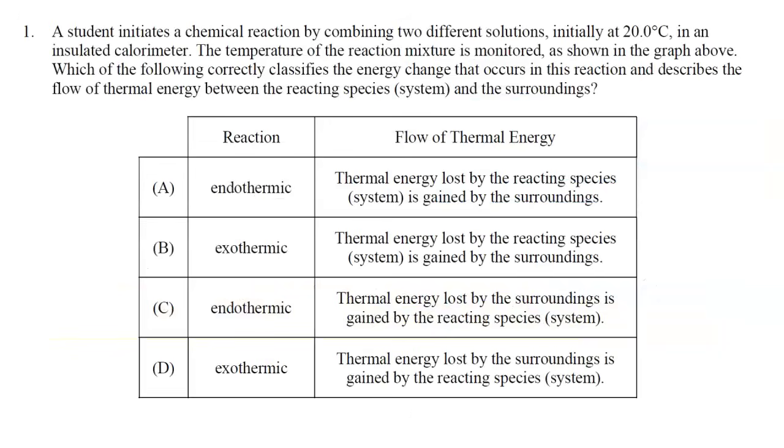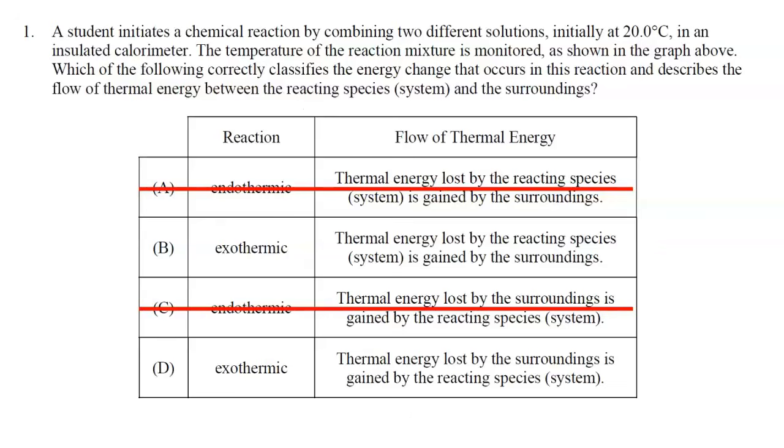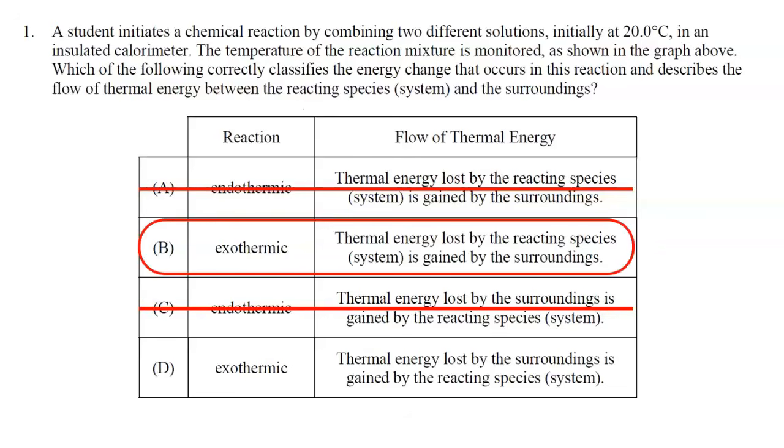If it's an exothermic reaction, we can go ahead and eliminate choices A and C because they say it's endothermic. And now with respect to the flow of thermal energy, let's take a look at that essential knowledge statement for topic 6.1. For exothermic reactions, the energy lost by the reacting species or the system is gained by the surroundings as heat transfer. So the correct answer to question 1 is choice B. It's an exothermic reaction, and thermal energy lost by the reacting species or the system is gained by the surroundings.